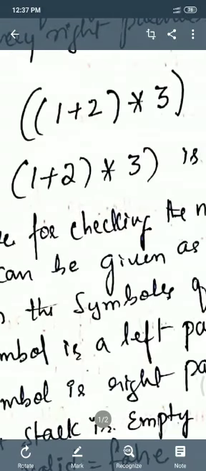Let us apply the first condition. The total number of left parentheses is 1 and the total number of right parentheses is 2. So in this case 1 is not equal to 2, which does not satisfy the given condition. The first condition is not satisfied, so we can say that this expression is not a valid expression.